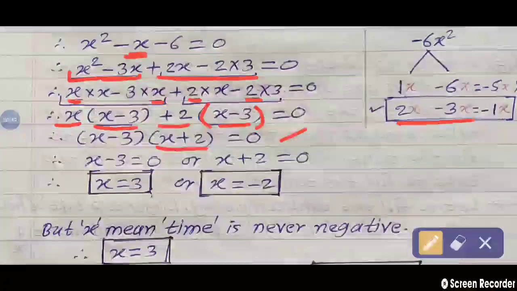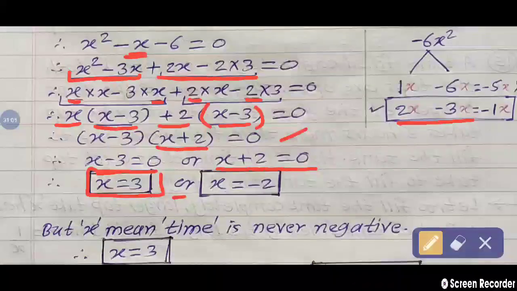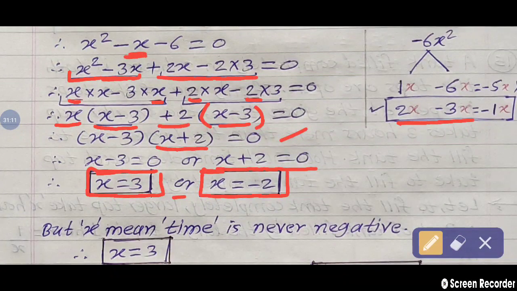Both the brackets compare with 0. So x minus 3 is equal to 0 or x plus 2 is equal to 0. So plus 3 shifting to the right hand side, 0 plus 3, so we are getting the first answer x is equal to plus 3, or x plus 2, so plus 2 shifting to the right hand side, 0 minus 2 means minus 2 only, so we are getting the second value of x is equal to minus 2.